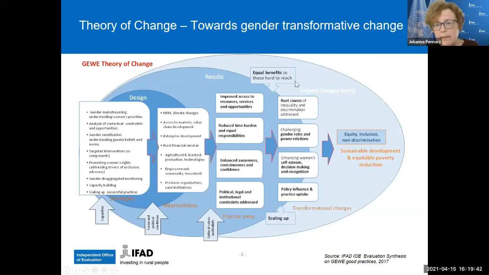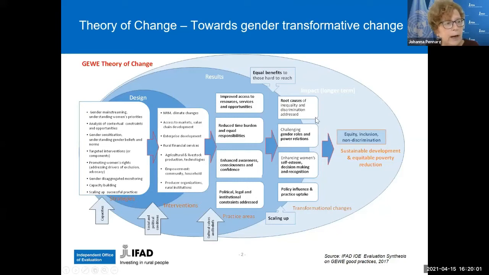And someone said it in the chat. We look at social inclusion, of course. We want to have equal benefits to those hard to reach. This is an aim which IFAD has. Now we come to the transformational changes, and here we see that we're pushing IFAD outside its comfort area.